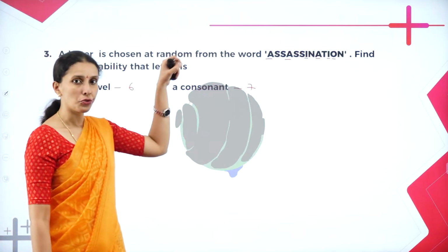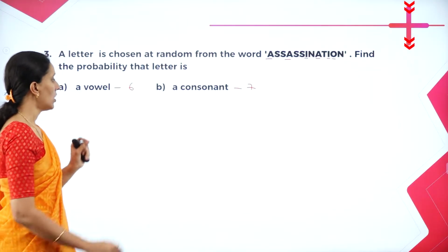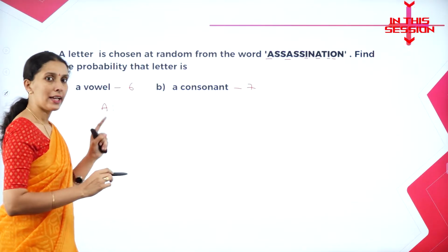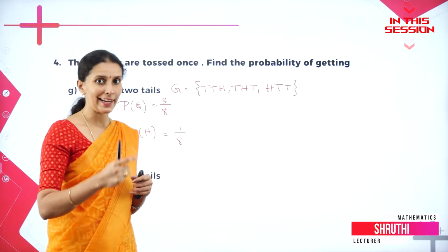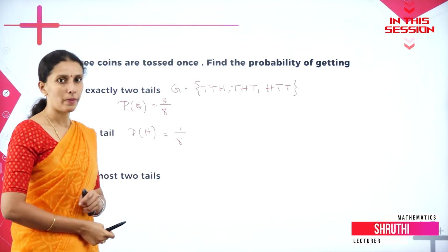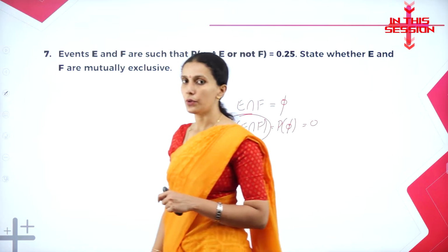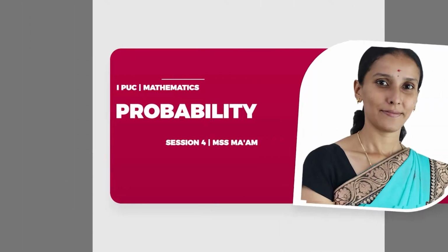If a letter is chosen from the word assassination, that letter must be a vowel. So therefore, let me take it as an event A. So event A is getting a vowel. In the case of 3 heads, you will not contain any tail. So therefore, the probability value will be equal to 1 by 8. If I get the probability of E intersection F is equal to 0, then they are mutually exclusive events.